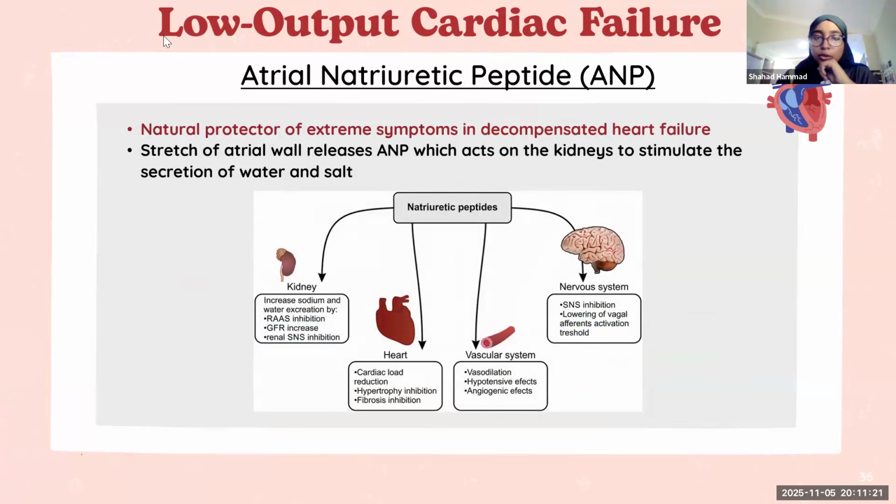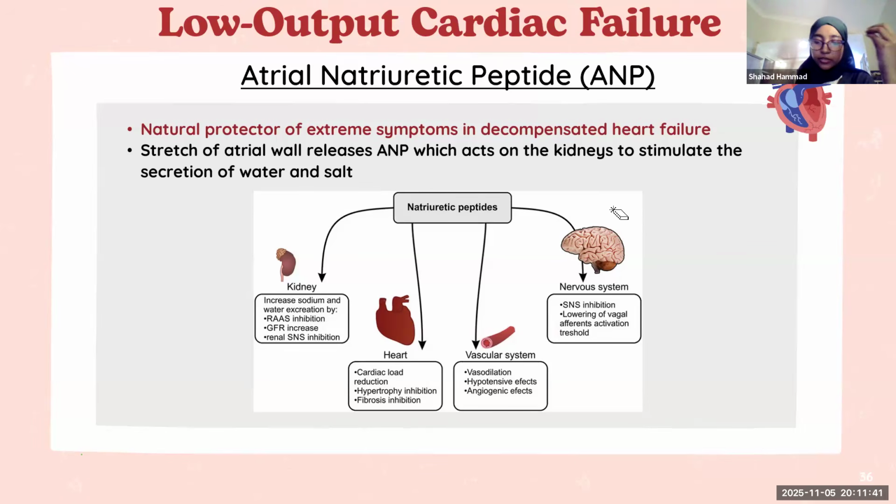So just a quick pivot over here: how does the body know what to do when the right atrial pressure increases? It knows this by something called an atrial natriuretic peptide, or ANP. This is a peptide which is released from the atrium when the pressure increases. It is a natural protector in heart failure.